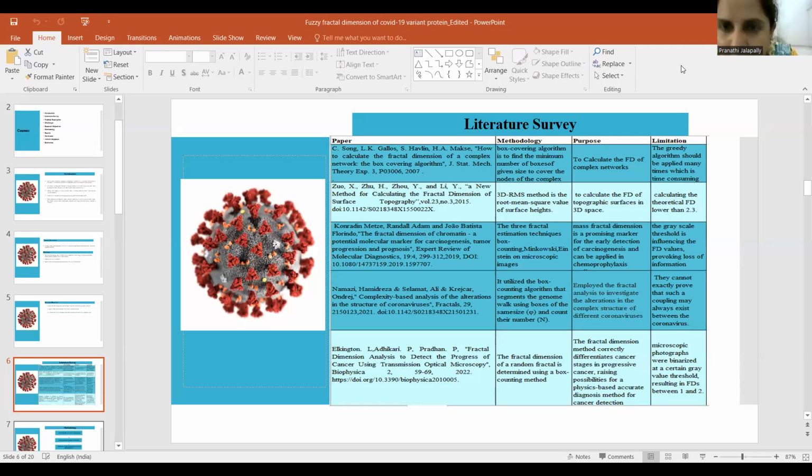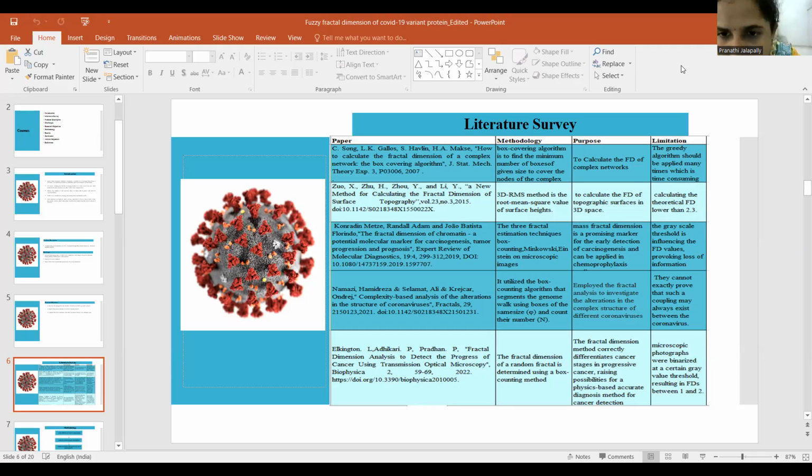Then coming to another paper, which was published by Conradin in the year 2019, the fractal dimension of chromatin, a potential molecular marker for carcinogenesis. The methodology was for calculating fractal dimension. They used 3 techniques, that is the box counting, Minkowski, and Einstein on microscopic images. The purpose is to find that the mass fractal dimension is a promising marker for the early detection of carcinogenesis that can also be applied in chromophilics. The limitation is that the threshold is influencing the fractal dimension values and provoking the loss of information.